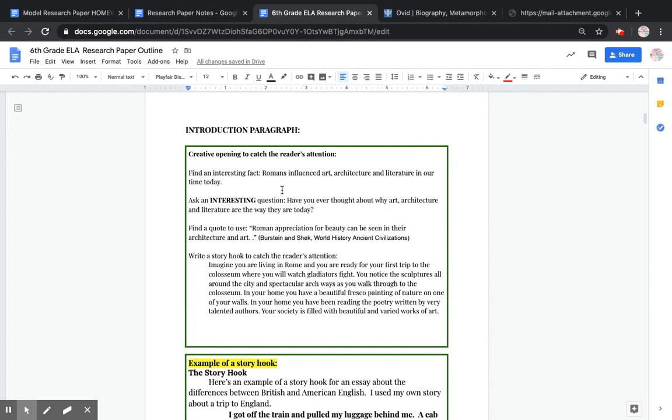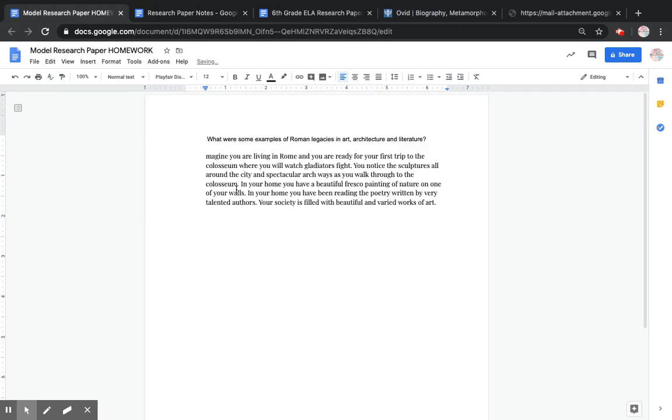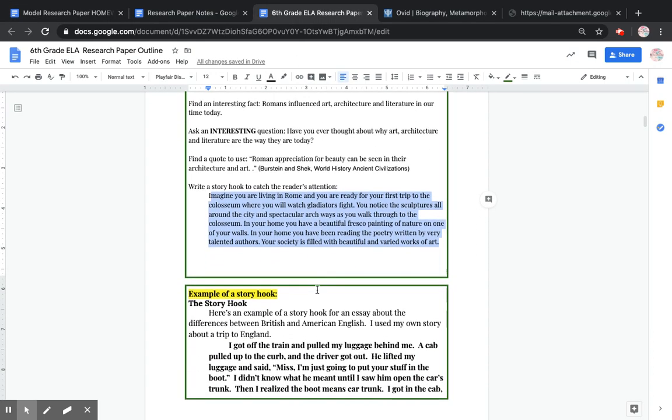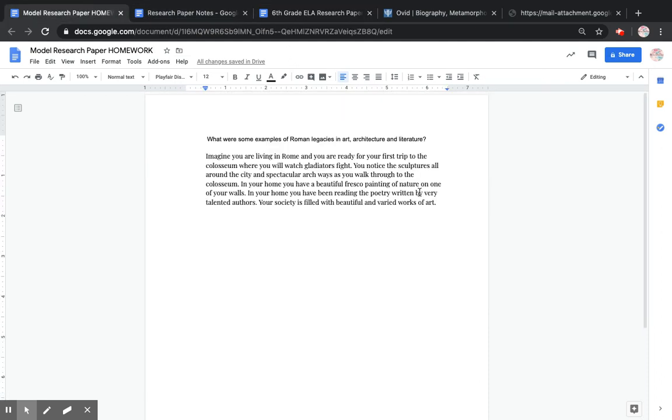So what I'm going to do is the story hook. I really like my story hook. I think it's great, so I'm going to go ahead and put that there because I think it's really good. That's going to be the beginning of my introduction paragraph. So I'm going to do my hook, then my topic sentence, and then I'm going to grab my thesis statement right after.